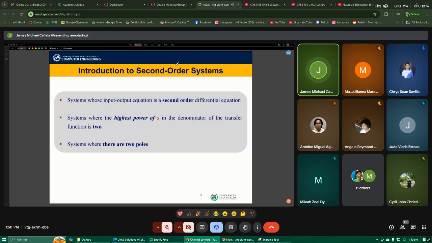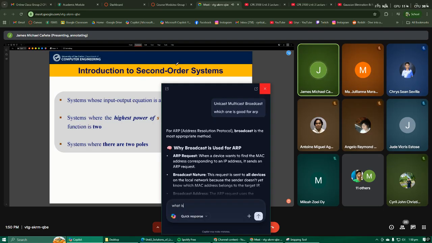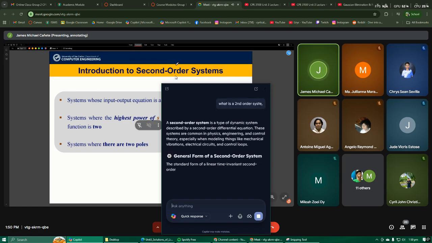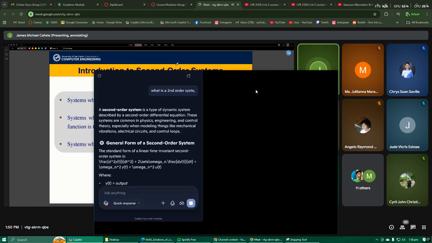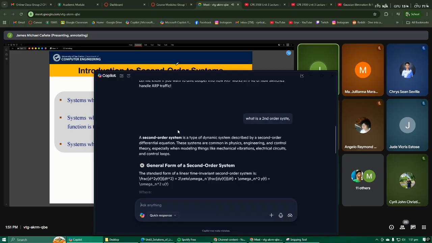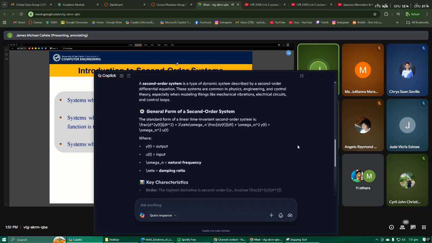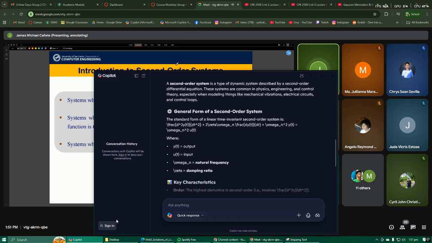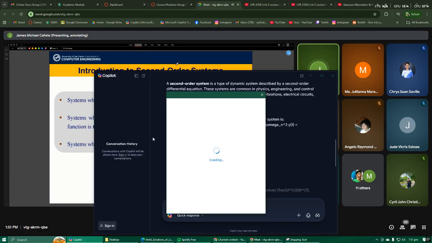So just a quick refresher, what is a second order system? That is when you have a transfer function, or in the time domain, you have a second order differential equation, or when you're now in the frequency domain, the s plane, the highest order of the denominator is 2. Or furthermore, when you already understand what the roots in the denominator tend to be. So when you have two poles, that is the roots of the denominator that make the value equal to infinity, you classify that as a second order system.